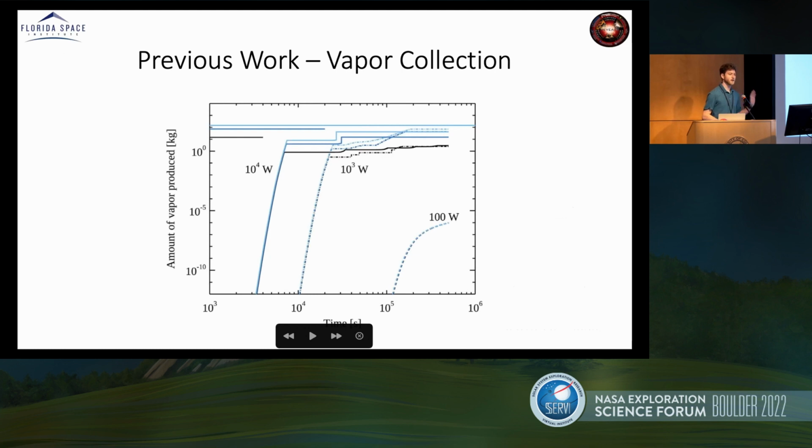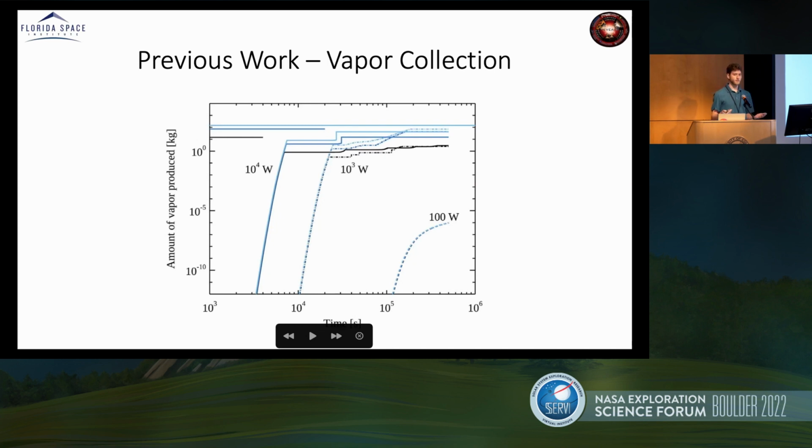Then from there, this is the previous work that Dr. Brisset et al. had worked on, where they implemented those 3 main thermal water extraction properties with a very static regolith description. And here we see that for lower wattage powers we don't really produce much, and it isn't until we get into very high 10⁴ wattage that we can produce over a kilogram of water.